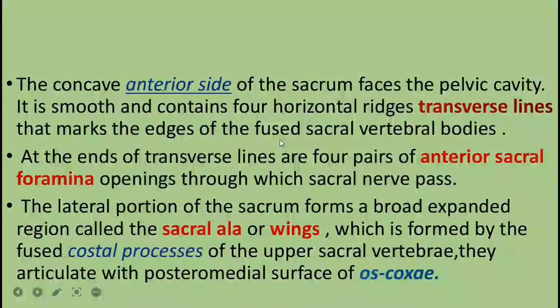And let's get to the description part of the sacrum. The concave anterior side of the sacrum faces the pelvic cavity. It is smooth and contains 4 horizontal ridges, which are the transverse lines that mark the edges of the fused sacral vertebral bodies. At the ends of the transverse lines are 4 pairs of anterior sacral foramina, which are openings through which sacral nerves pass. The lateral portion of the sacrum forms a broad expanded region called the sacral ala or wings, which is formed by the fused costal processes of the upper sacral vertebrae, and they articulate with the posterior medial surface of os coxae.